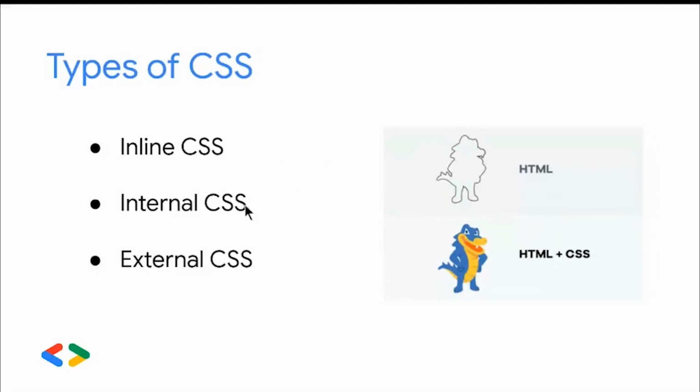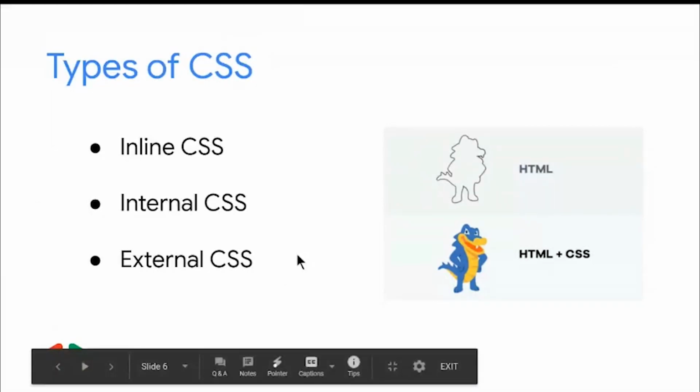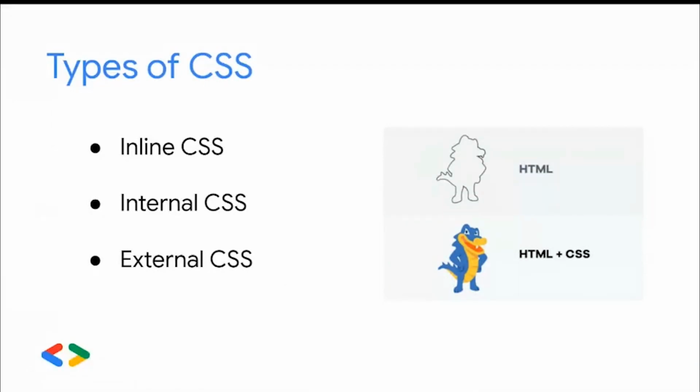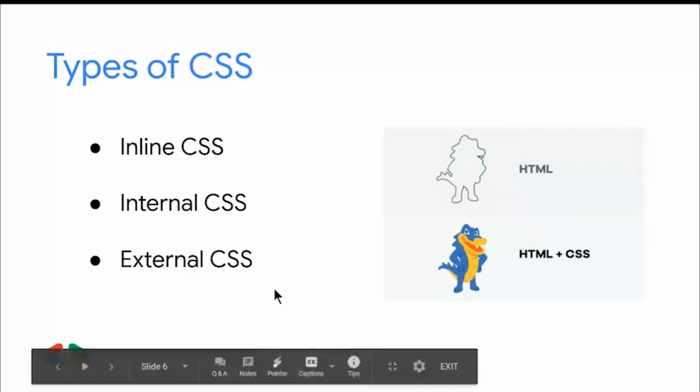The next one is internal CSS. If you write your CSS code in your HTML file, that is called internal CSS. And the next one is external CSS. If you write your CSS code in another file with the extension .css, that is called external CSS. I hope these three things are clear. I will show you a practical demo of these three types.